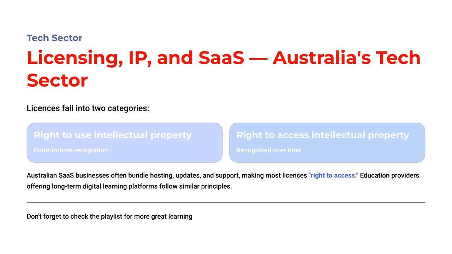End. Licensing, IP, and SaaS. Australia's tech sector licenses fall into two categories: right to use intellectual property, point-in-time recognition; right to access intellectual property, recognized over time. Australian SaaS businesses often bundle hosting, updates, and support, making most licenses right to access. Education providers offering long-term digital learning platforms follow similar principles.